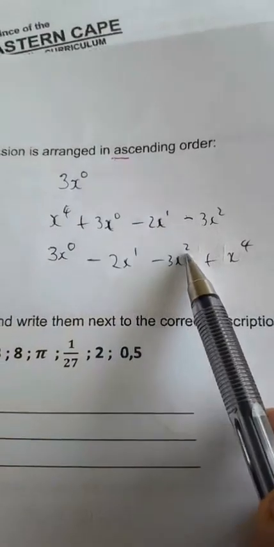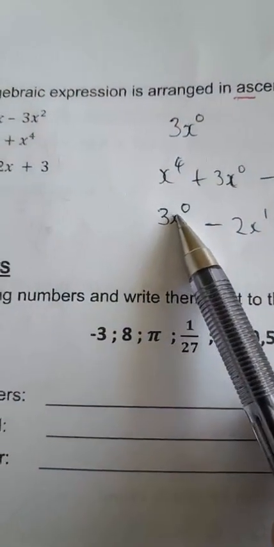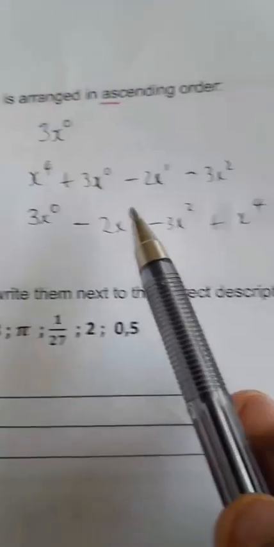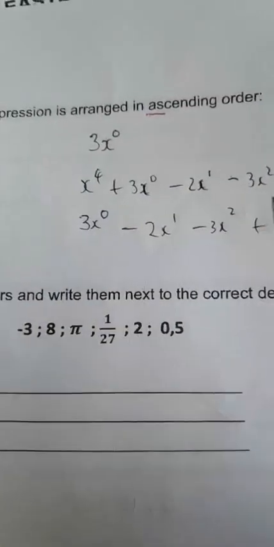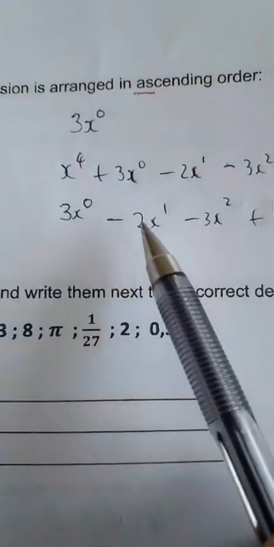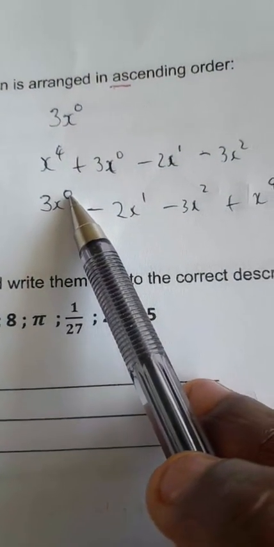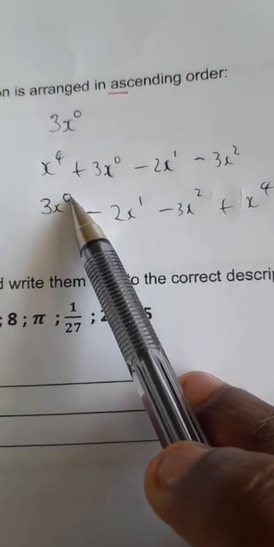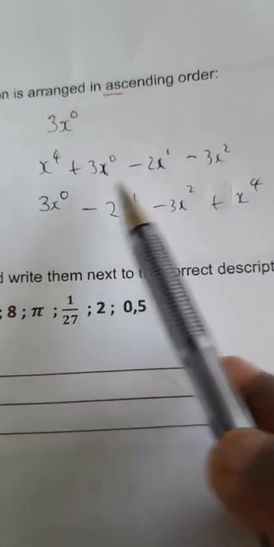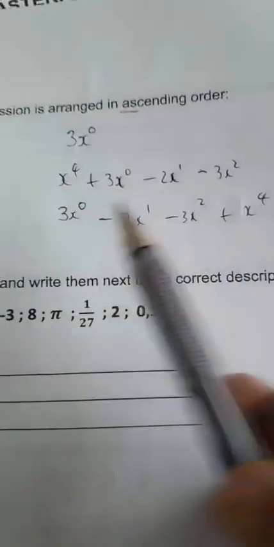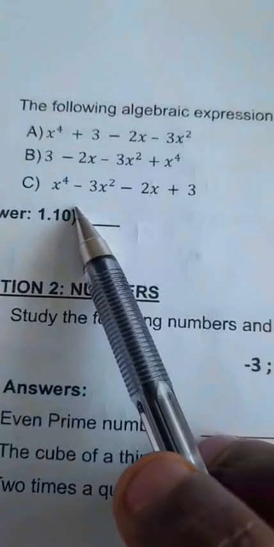0, 1, 2, 4. Do you see how I made the constant term x to the power 0 feature so that I can see whether it is ascending or not? So what are we checking for when we look at this ascending nature? We are looking at the exponents. So yes, we are moving from 0 to 1 to 2 to 4. This is ascending. Let's look at the last one.